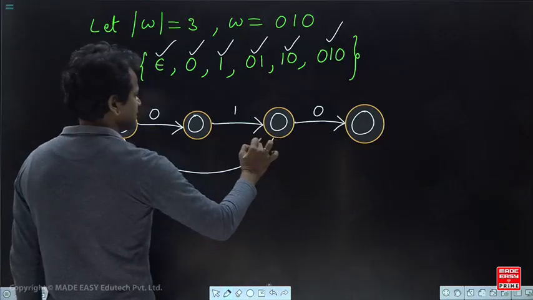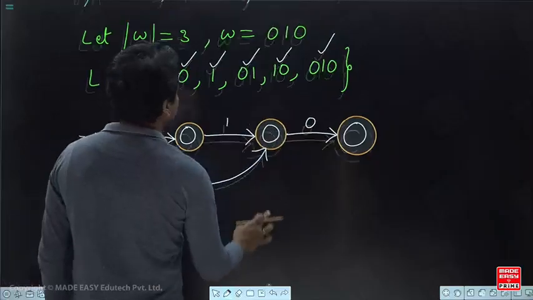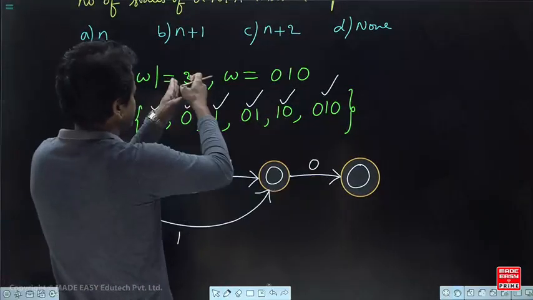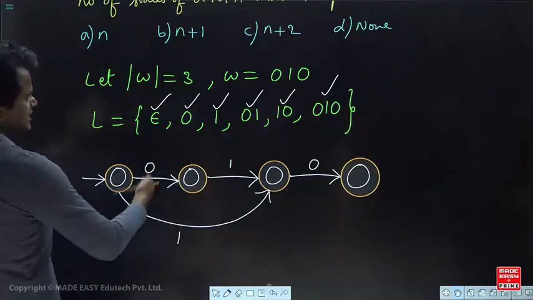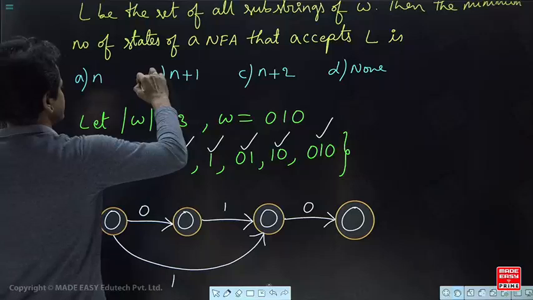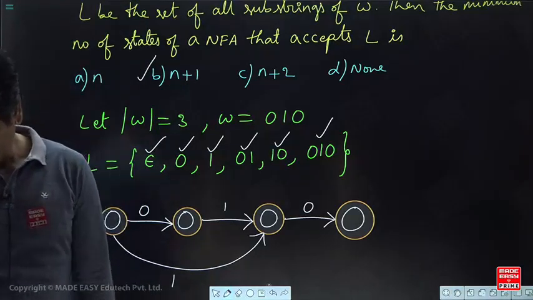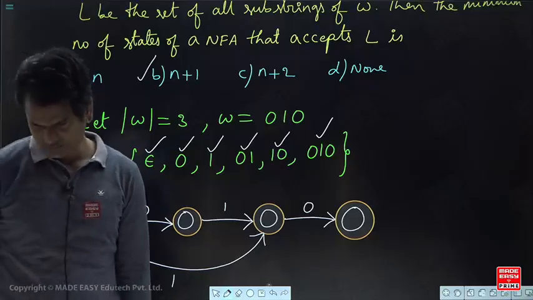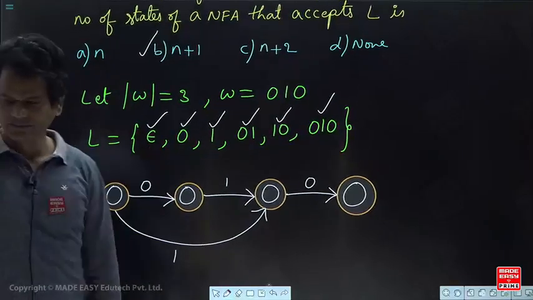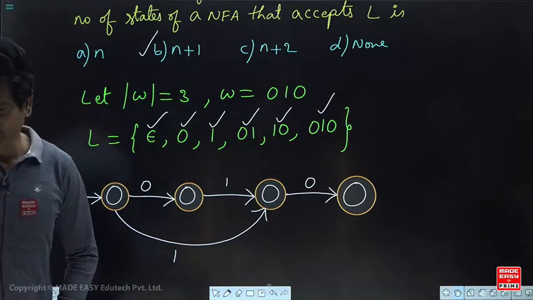So anyway, how many states are there? 1, 2, 3, 4. For length 3, it is 3 plus 1 states. If you take length 4, 5 states; length 10, 11 states; length n, n plus 1 states. Okay guys, so n plus 1 is the answer. That's all guys, we have done NFA.